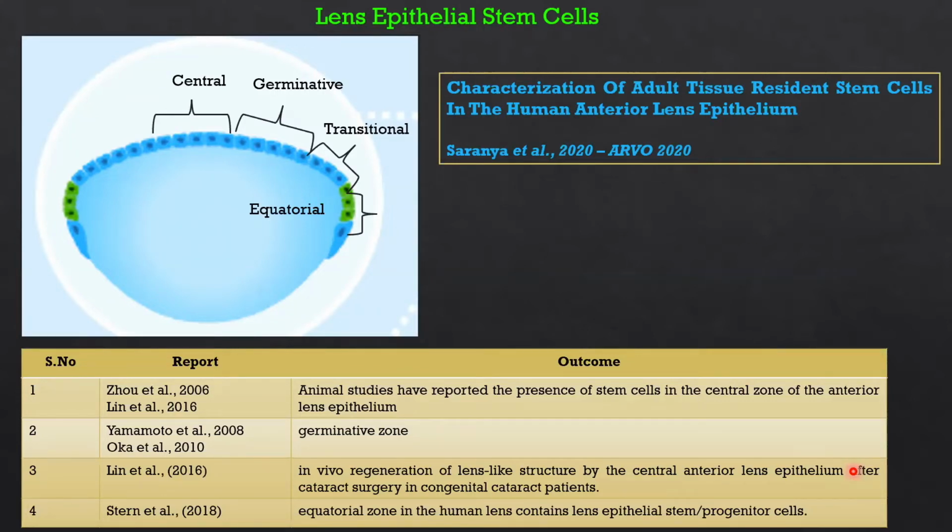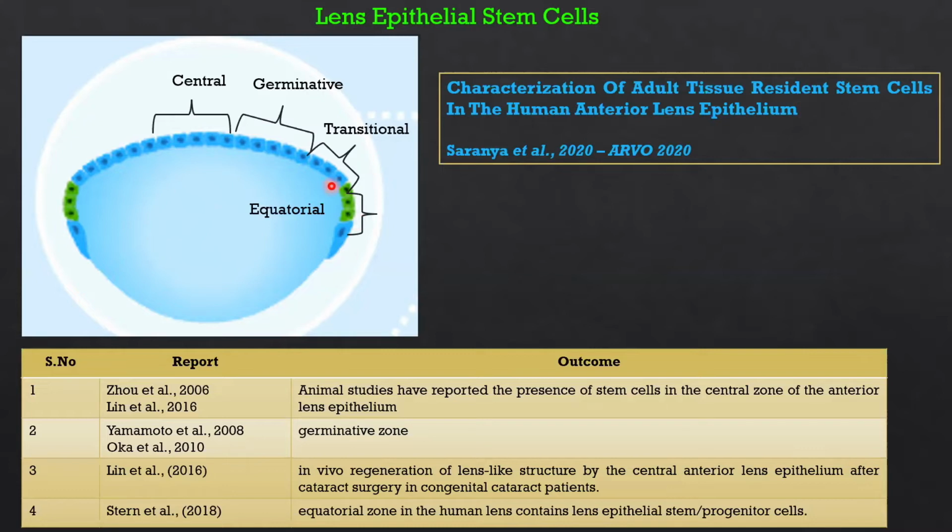So I have given the image of the lens here, and then I have divided the lens into 4 zones. So this is based on work that has been going on in my lab, and my colleague Saranya is taking up the work on lens epithelial stem cells. So we have divided the lens into central zone, germinative, transitional, and equatorial. So the lens anterior epithelium is divided in such a way. This is all based on the literature, and we're trying to characterize it.